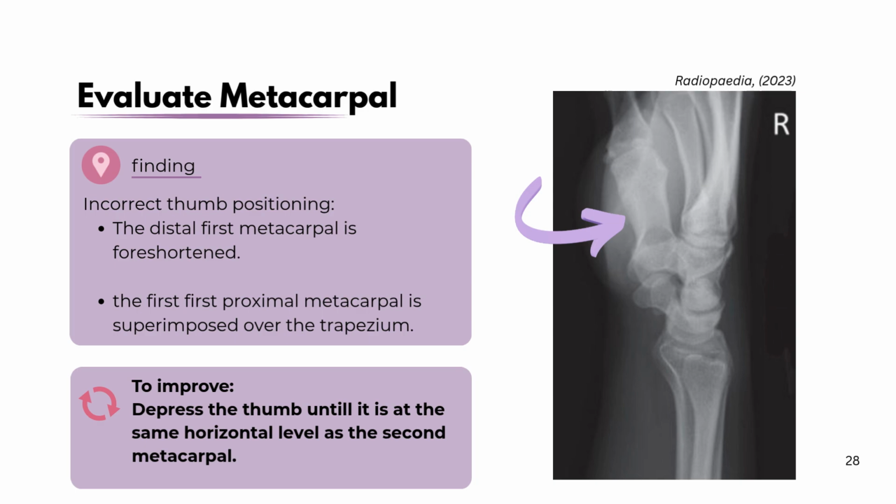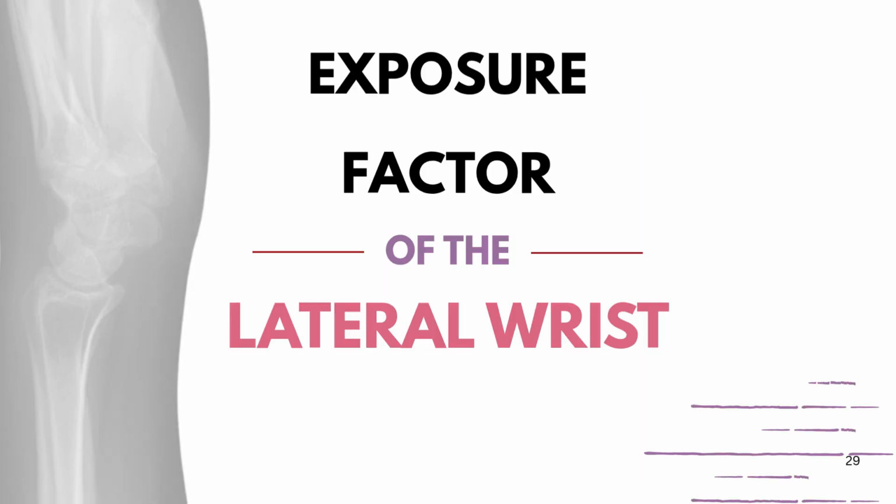This slide evaluates thumb and first metacarpal positioning. Incorrect positioning may cause foreshortening of the first metacarpal and superimposition over the trapezium. To improve the image, the thumb should be depressed until it is at the same horizontal level as the second metacarpal. Next, I will discuss the exposure factors for the lateral wrist projection.